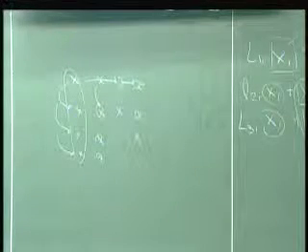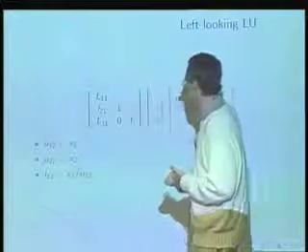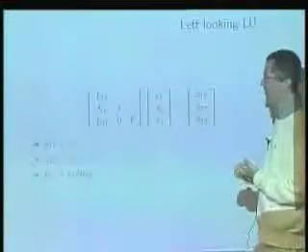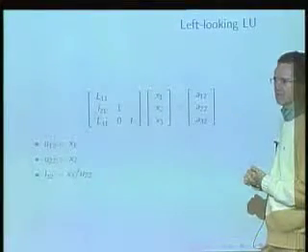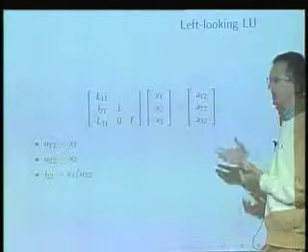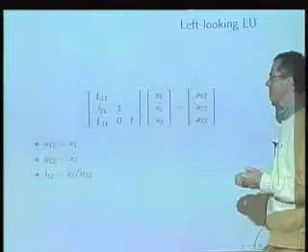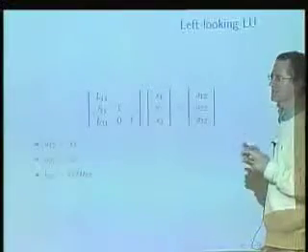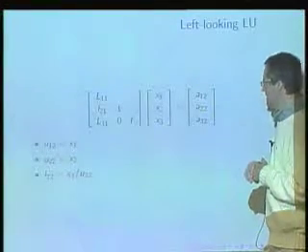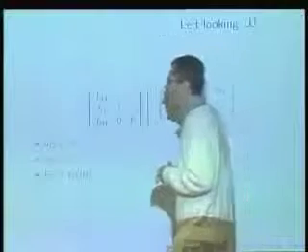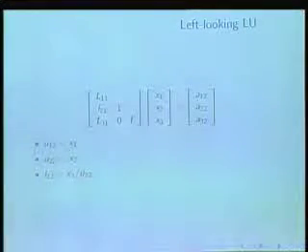Left-looking LU factorization with partial pivoting. Actually, the easier part is the partial pivoting, interestingly enough. The harder part is the triangular solve, but you know how to do that already. We've done that, with one twist. The twist is this: with permutations, now we're doing PA equals LU.